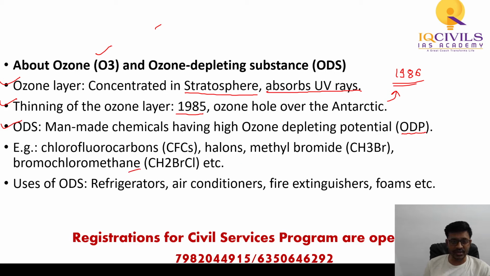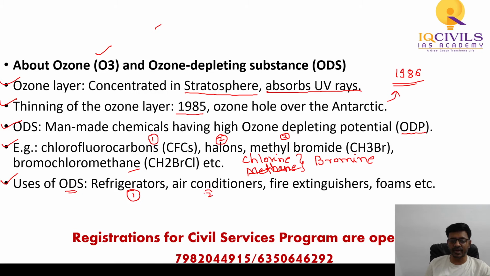What are those chemicals which are responsible for the destruction of ozone in the ozone layer? Number 1, CFC or chlorofluorocarbons. Number 2, halons. Number 3, methyl bromide. And number 4, bromochloromethane. So remember, any chemical containing chlorine and any chemical containing bromine are responsible for the destruction of the ozone layer. Okay, where exactly are these ozone depleting substances used? Number 1, refrigerators. Number 2, air conditioners. Number 3, fire extinguishers. And number 4, foams. Actually, they are mainly used in cooling systems, any cooling system.